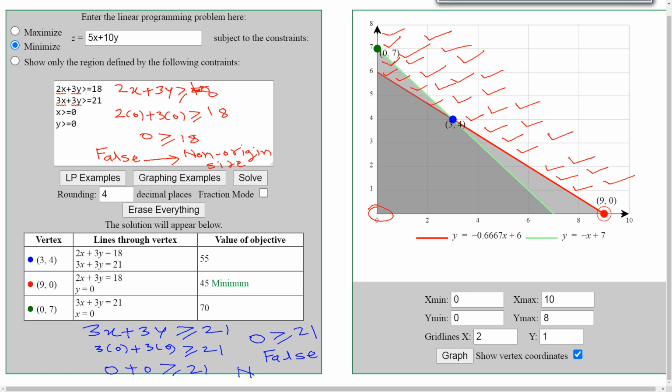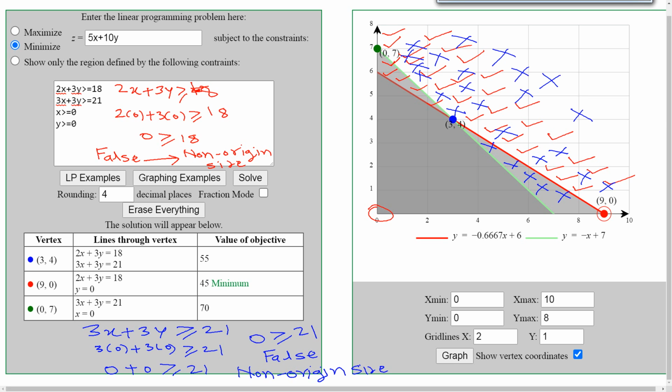And again we have to decide which side of the line to shade. If it is true, we shade the origin side. If it is false, then we shade the non-origin side. So let us shade the non-origin side of the second line, which is represented in green color. I am putting crosses here so that this becomes the non-origin side of this green line. So note that we are shading the non-origin side of the green line. It is represented by the equation 3x plus 3y is greater equal to 21.